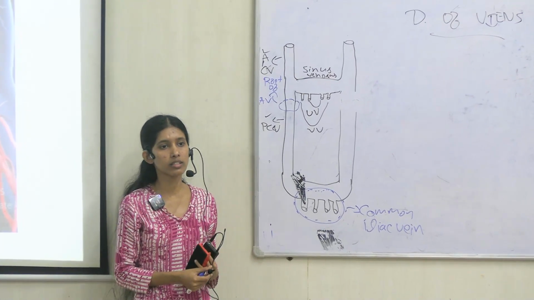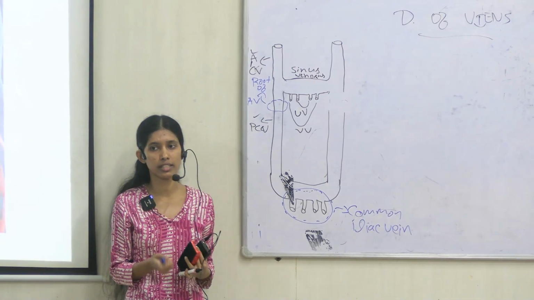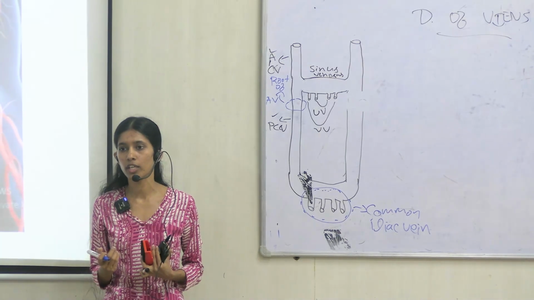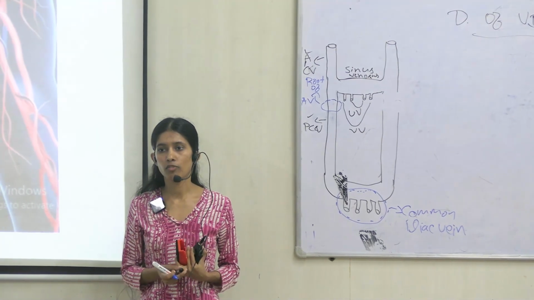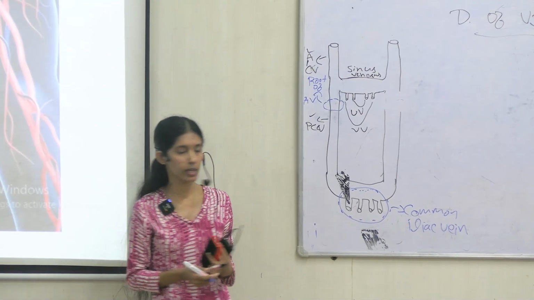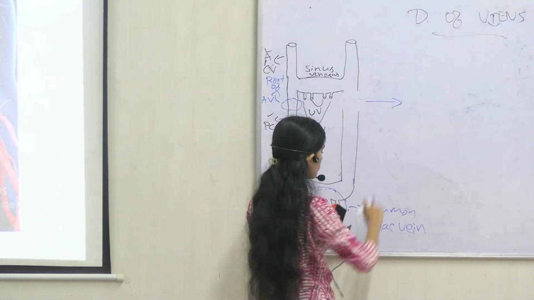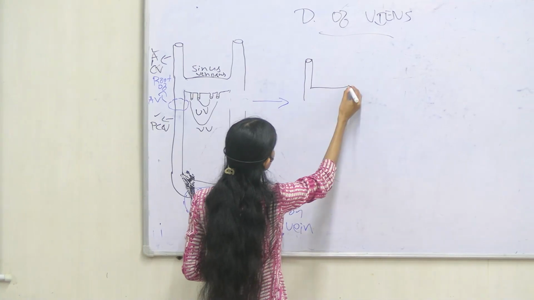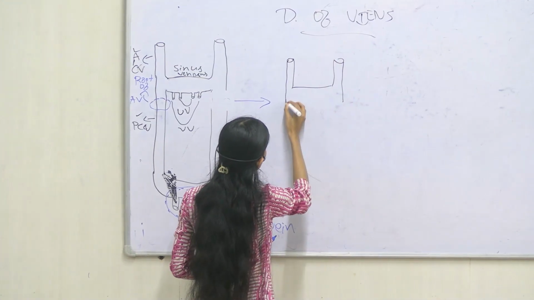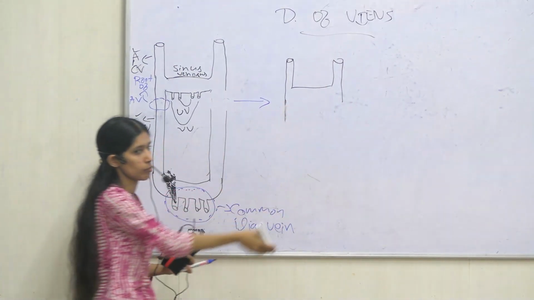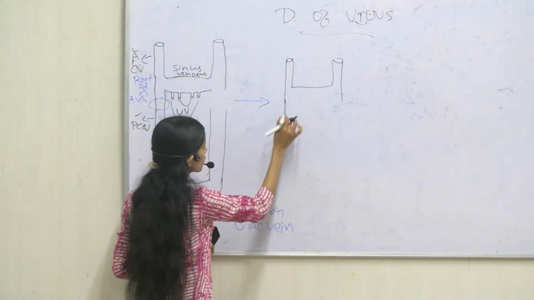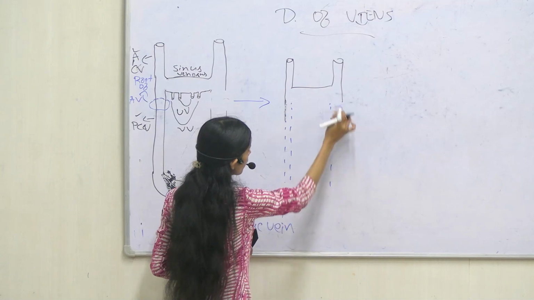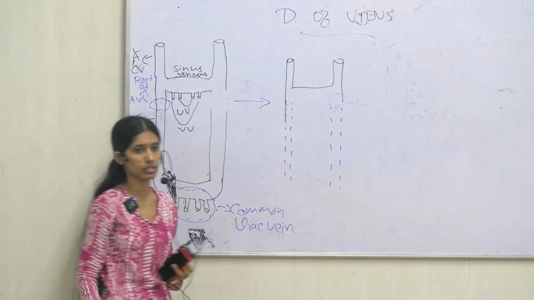Okay. Once the disappearance of your posterior cardinal vein takes place, the other two sets of veins will start forming to maintain the function of the embryo. Okay. There will be no changes in the anterior part. And this is the posterior part. Here posterior cardinal vein will mostly disappear.